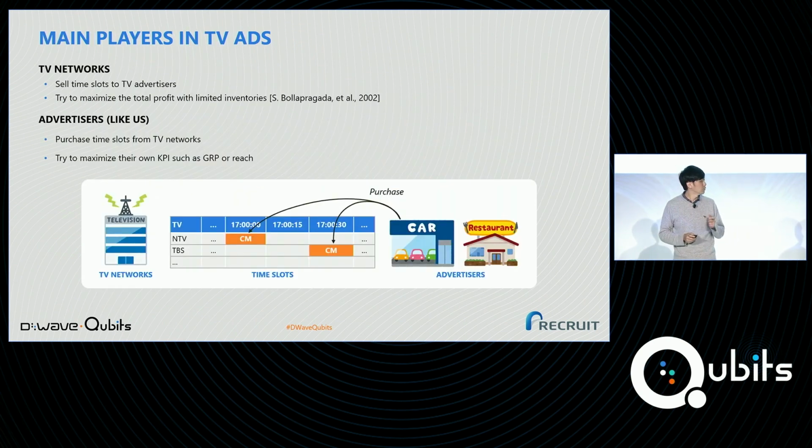Okay, so there are two main players in TV advertising: TV networks and advertisers like us. TV networks sell time slots to TV advertisers, and what they are doing is trying to maximize the total profit with limited inventories. On the other hand, advertisers like us purchase time slots from the TV networks to air the commercial, and we try to maximize our own KPI, such as GRP or reach, which will be explained later.